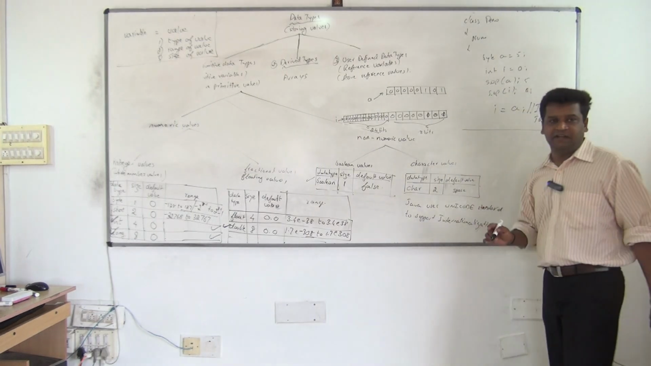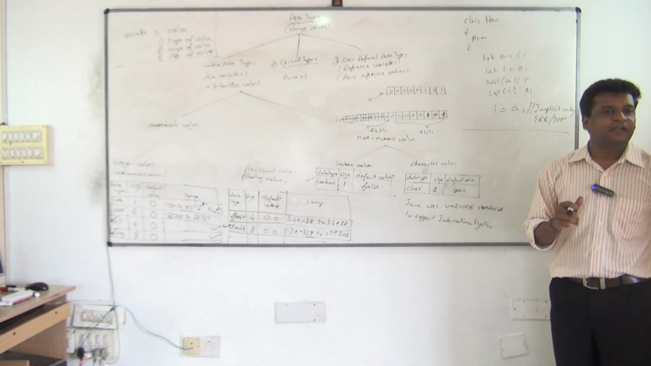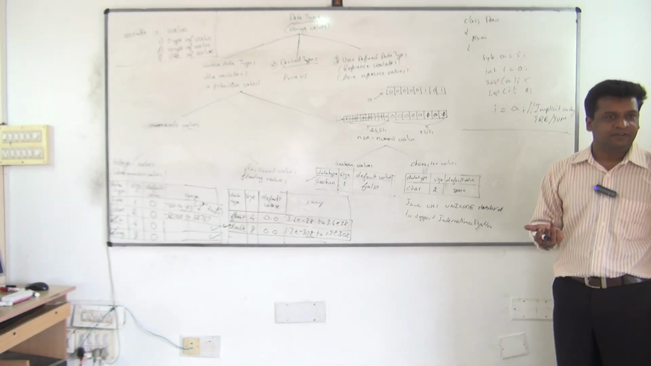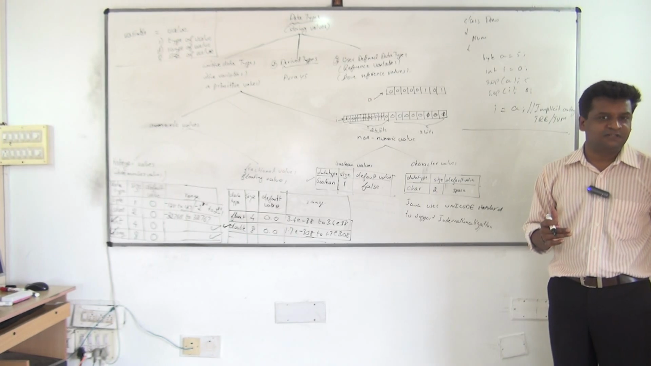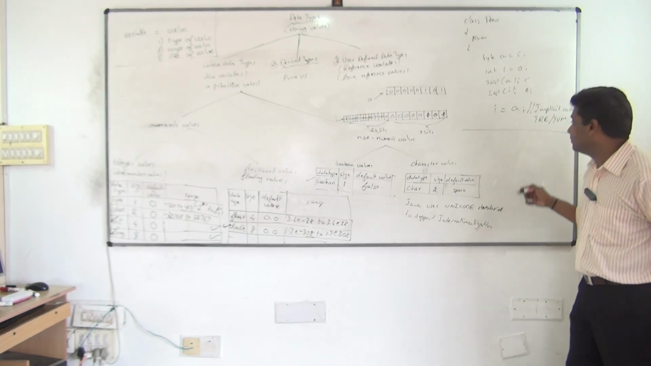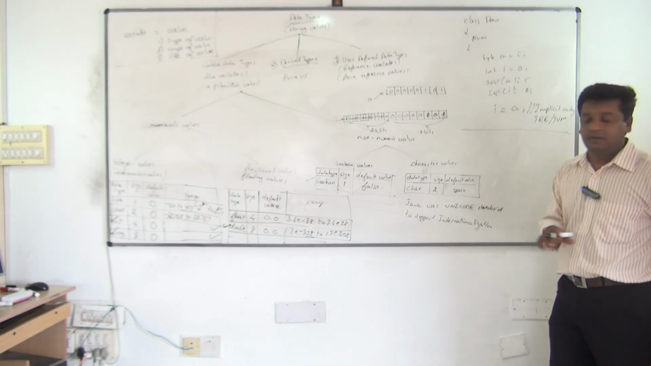And there is no loss of data. In I, what will you find? 5 only. There is no loss of data. But in explicit casting, there is possible chance of loss of data. Let's see that now. So let's go to explicit casting now.